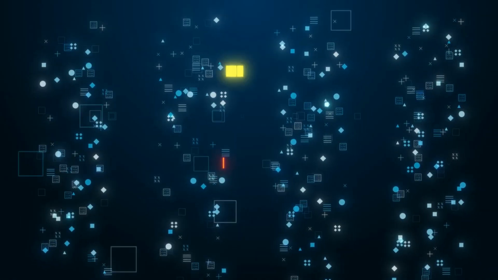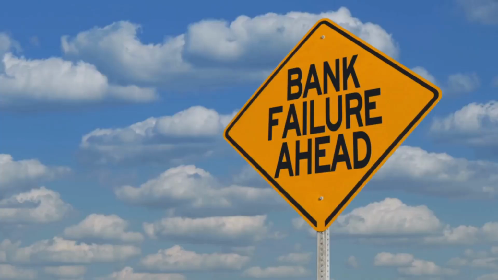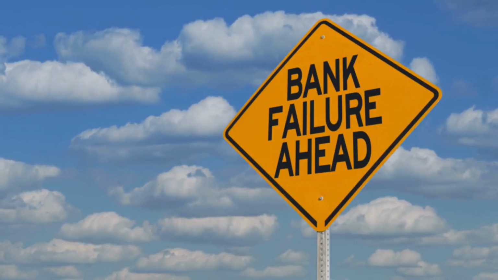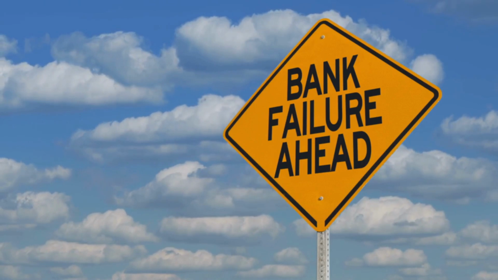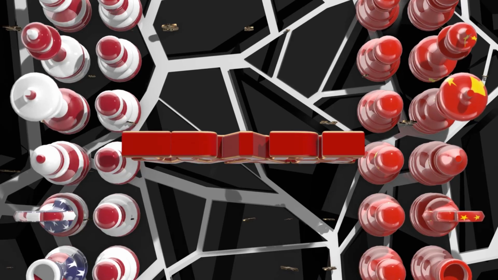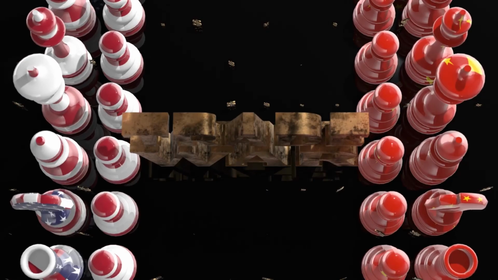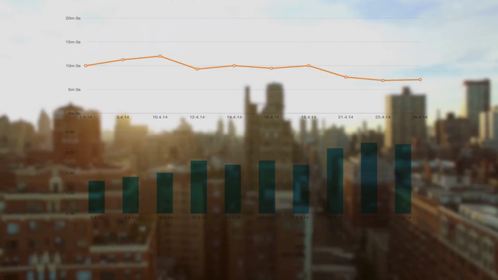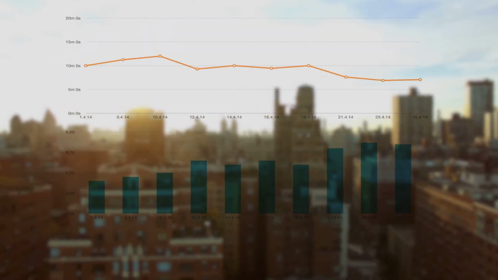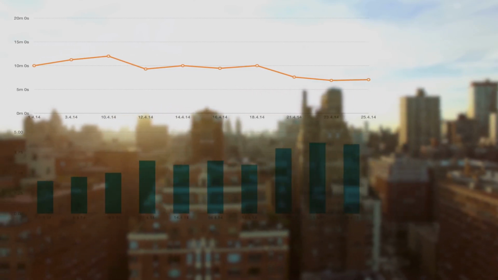Banks might be more regulated now, sure, but cracks still show up, like in 2008, or with recent regional bank scares. And global trade tensions, especially with China, sound a lot like the protectionism of the 1930s. Not to mention, the top 10% now own nearly 75% of US wealth.